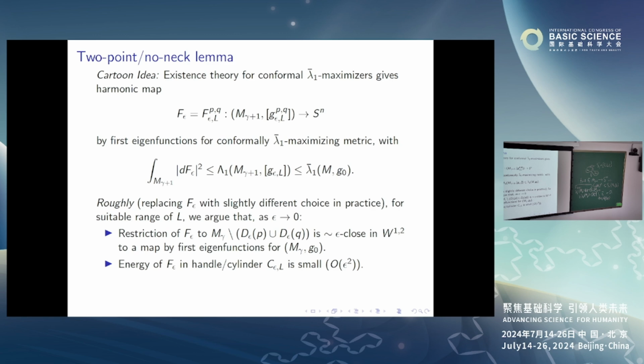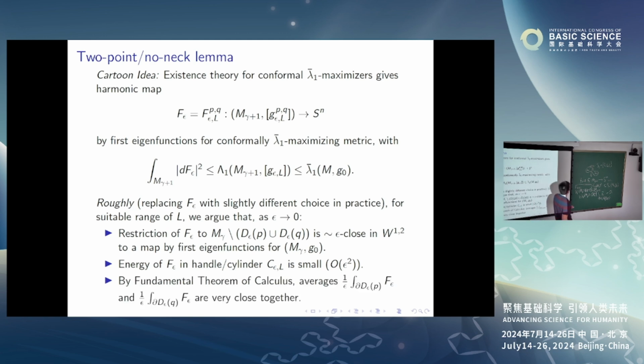Moreover, we know that if it's close to a map by first eigenfunctions, then most of the energy is going to be in here, and all that's left is what's left over, so we have epsilon squared of energy inside that cylinder. And the next step is the really deep one. We have to use a deep theorem in analysis, the fundamental theorem of calculus, to tell us that with that energy bound, if we look at the averages of this map on these little circles here, then in fact they have to be very close together.